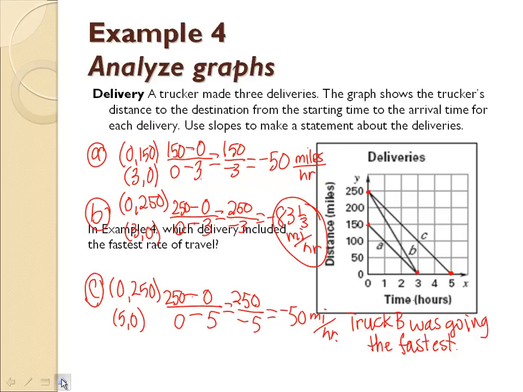The other question, which delivery included the fastest rate of travel? Well, we just answered that. It was truck B. Another statement that we could have made is that trucks A and C are traveling at the same rate of speed because they're both going about 50 miles per hour. So that's another statement that we could have made with this problem.